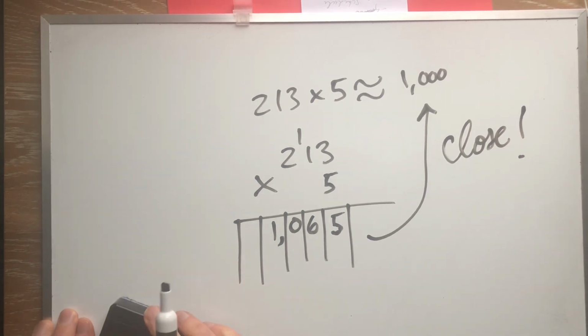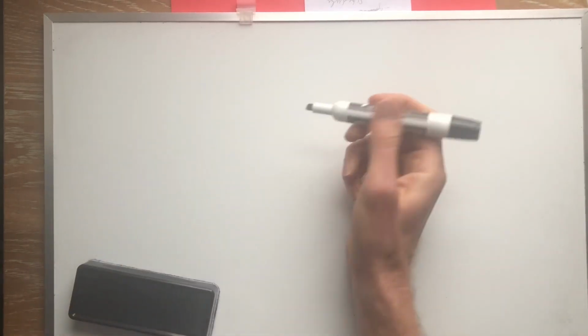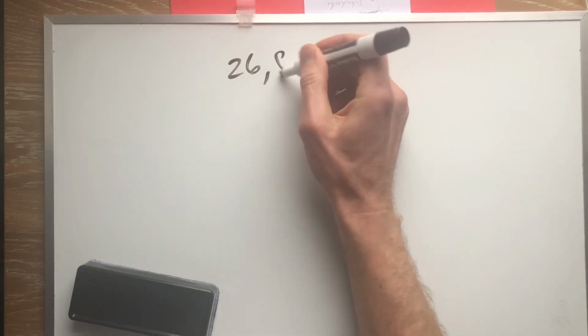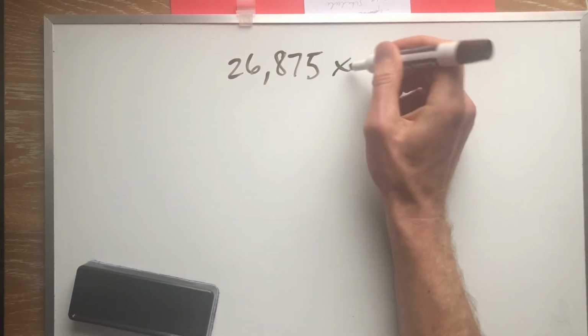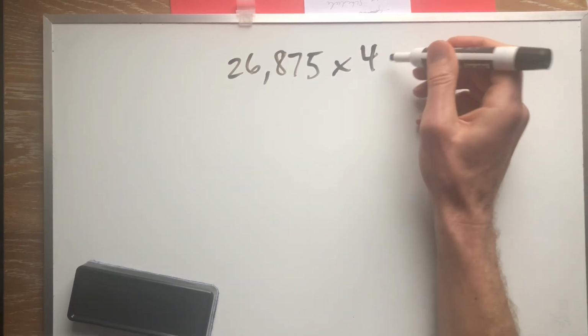Got another one. We're on a roll. Now we're going to do one with thousands, something in the thousand spot. So let's say 26,875 times 4. Whoa, that's a big number. Jeez Louise, that's a big number. Let's see if we can get it. First, we're going to estimate.